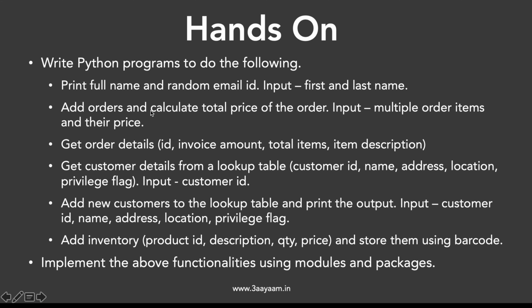So the first one is related to customer, and the fourth one is also related to customer, and the fifth one is also related to customer. So I'll create a customer package and write these codes in that customer folder. And then we have product information, which would be a separate program altogether.